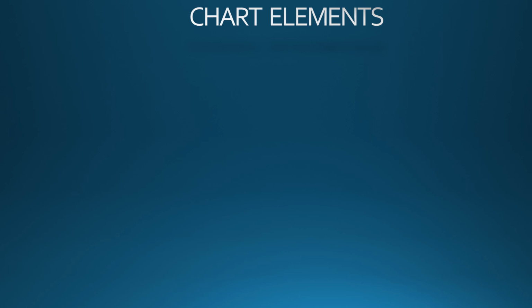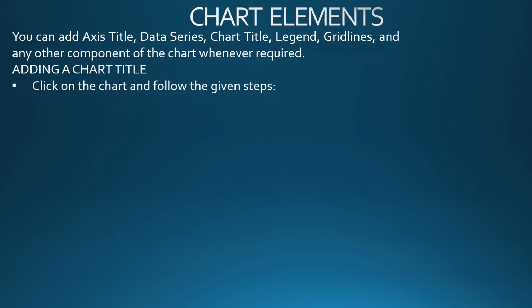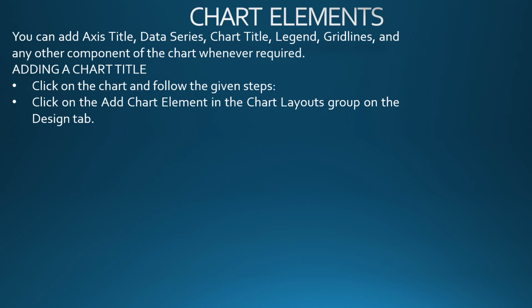In the previous video, we have already learnt about various components of the chart where we referred to axis title, data series, chart title, legend, grid lines. I hope you will be familiar with all these words by now. So we can add all these things in our chart. How can we add a chart title? So what we need to do is we will click on the chart and follow the given steps.